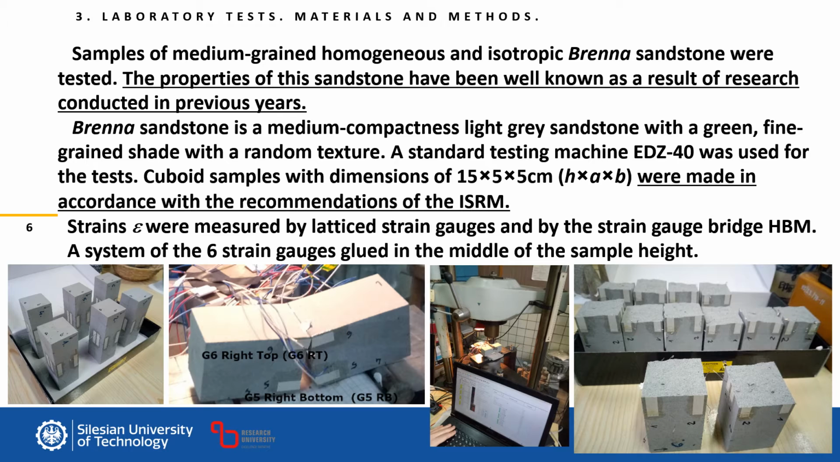A standard testing machine was used for the tests. Cuboid samples were made in accordance with the recommendations of the International Society of Rock Mechanics. Strains were measured by lattice strain gauges and by the strain gauge bridge. A system of 6 strain gauges glued in the middle of the sample height was used. Photos show samples before and after tests.